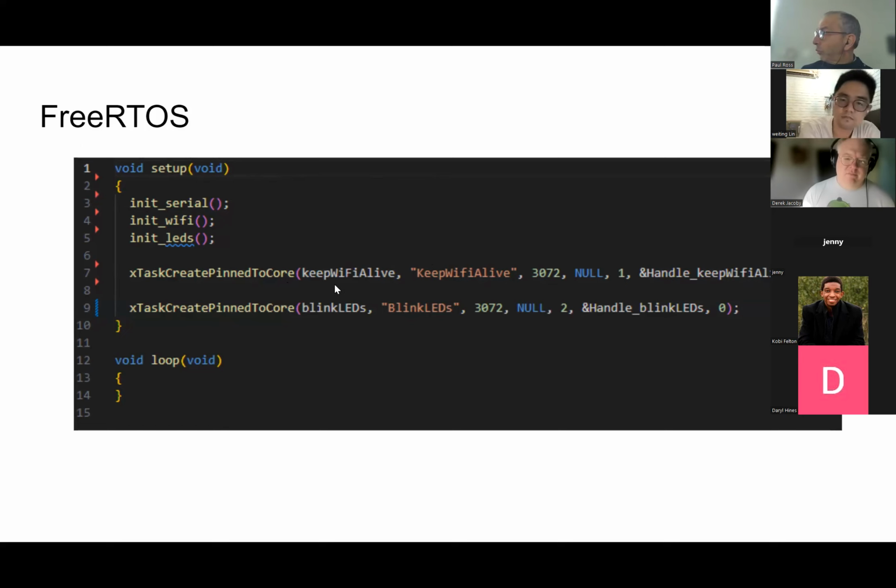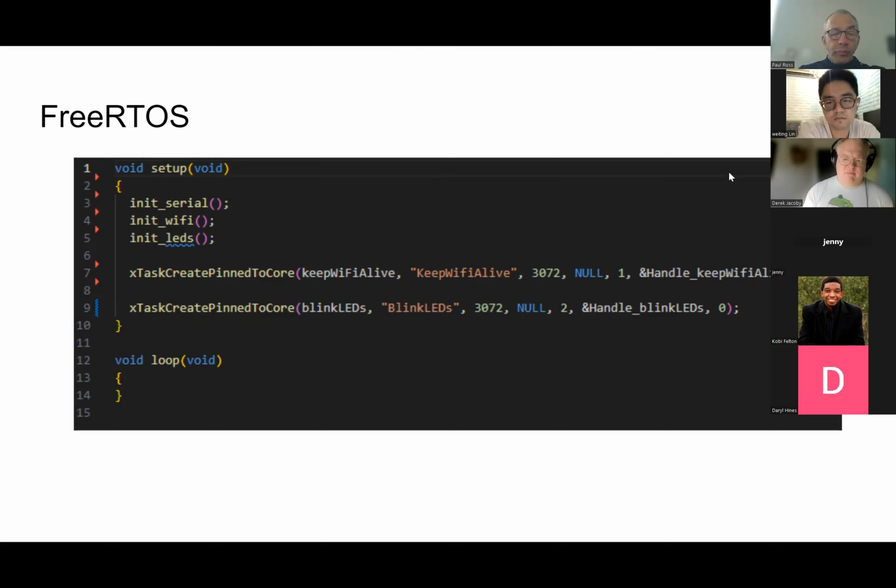I basically just say, I want to make a new thread. The thread will run this function called keepWiFiAlive. We'll look at that in a minute. I'm going to call it keepWiFiAlive. I'm going to allocate this much memory to it. I actually forget what this null argument does. And then I set a priority.